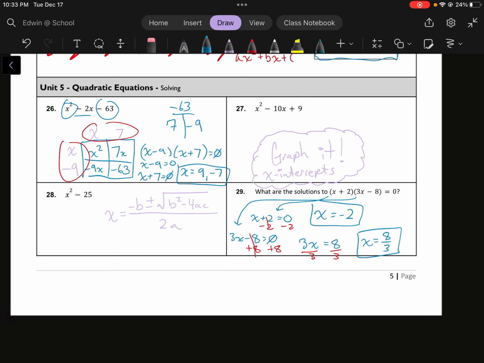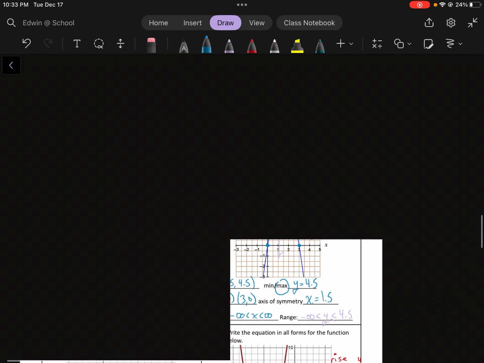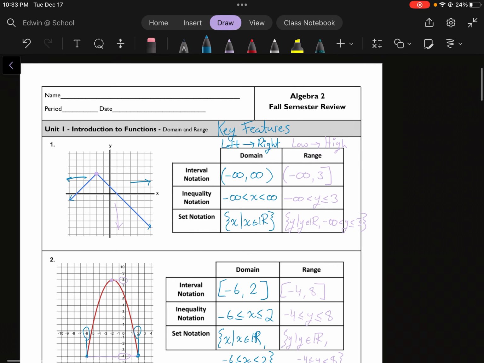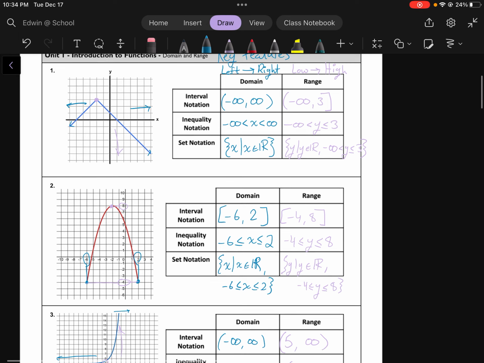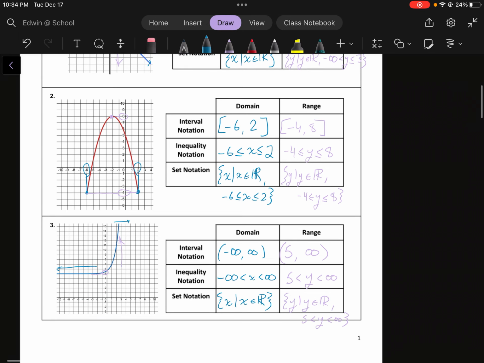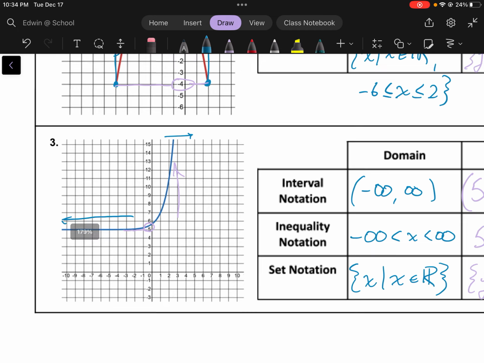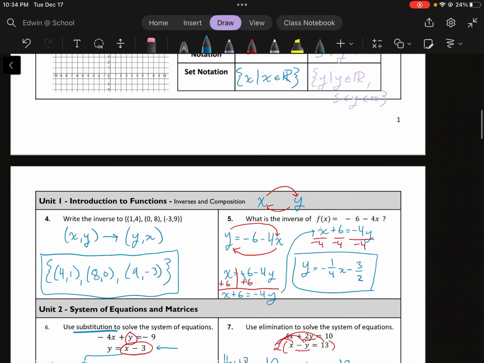That's the entire review, at least the ones that I thought were most important. But let's just recap some stuff real quick so that you understand my expectations of what you should know for the exam. So it's going to be a lot of key features. You need to know what domain and range is, and you need to understand that it can be expressed in different ways. There's going to be several questions about this. You also are going to need to know what an exponential function is and how that is written algebraically.